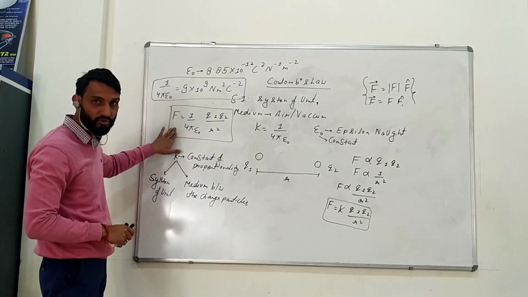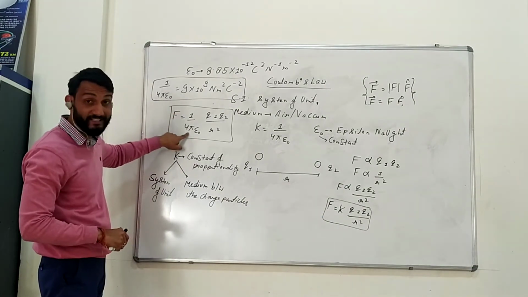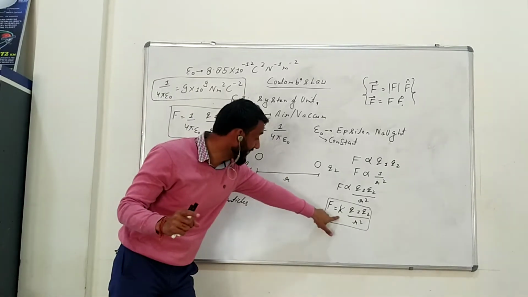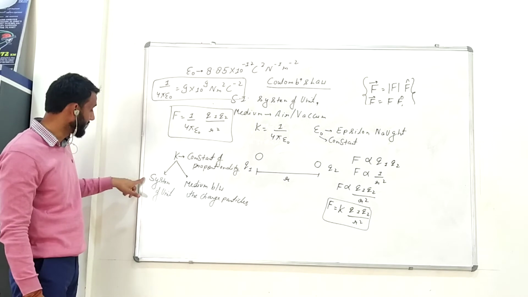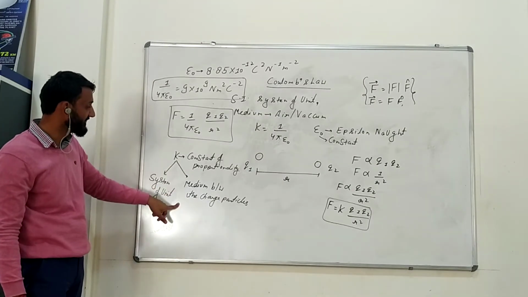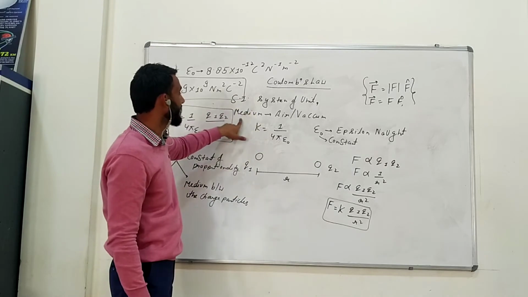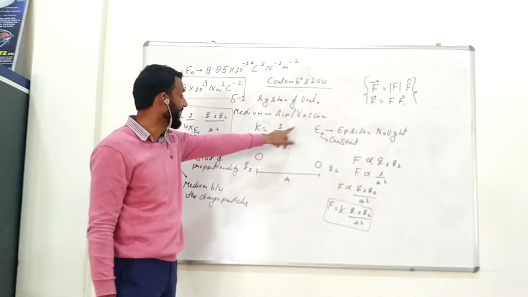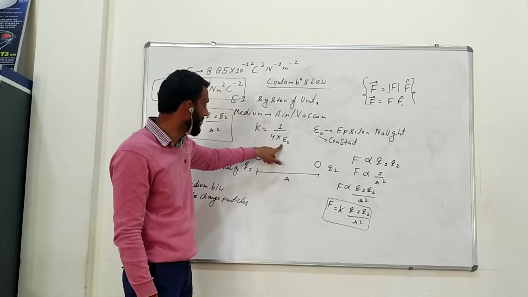This formula will be used, where the value of 1 upon 4 pi epsilon naught is the constant of proportionality, that is K. K depends on two things: system of unit, and the medium between the two charged particles. So if we have SI system of unit and the medium is air or vacuum, then we take the value of K as 1 upon 4 pi epsilon naught.